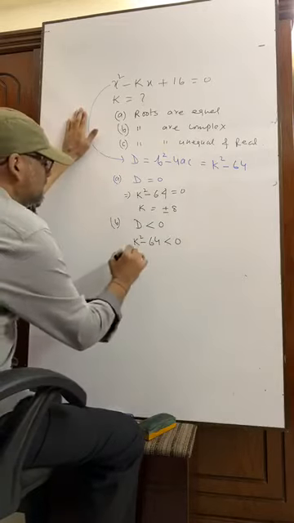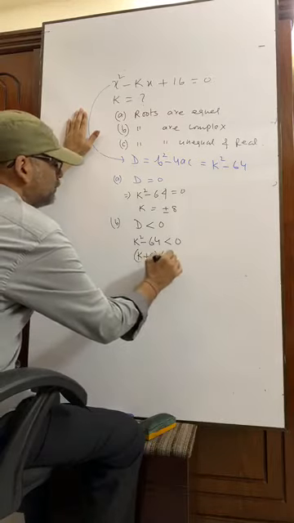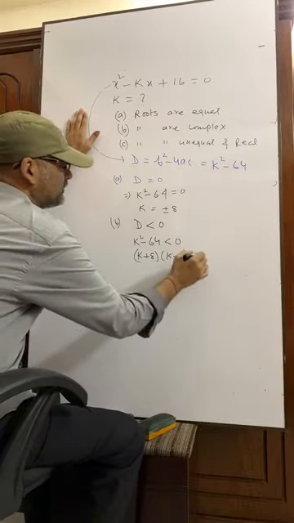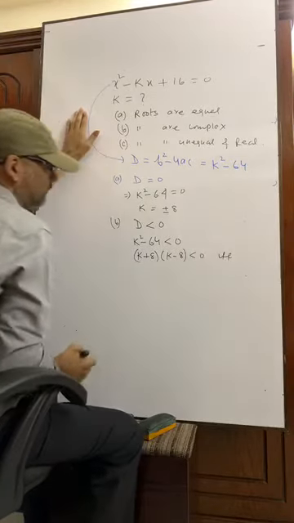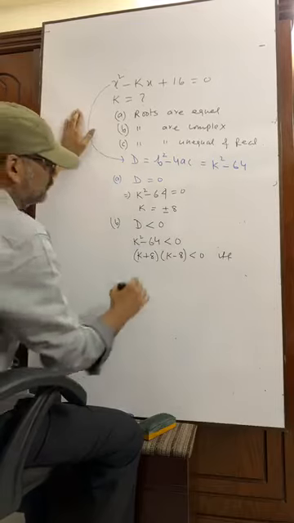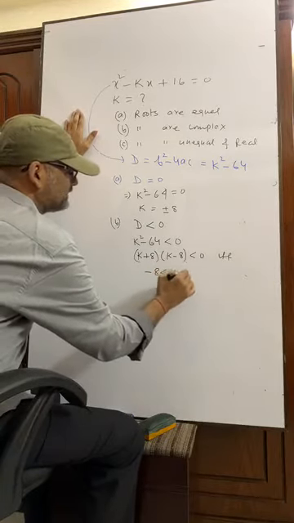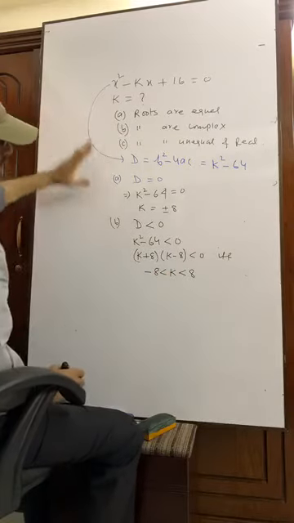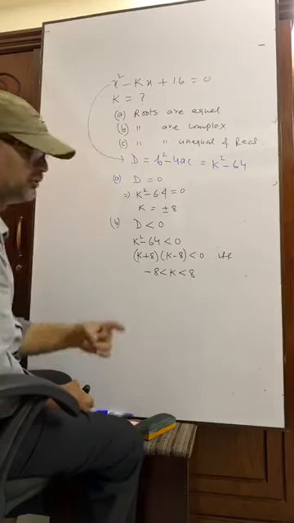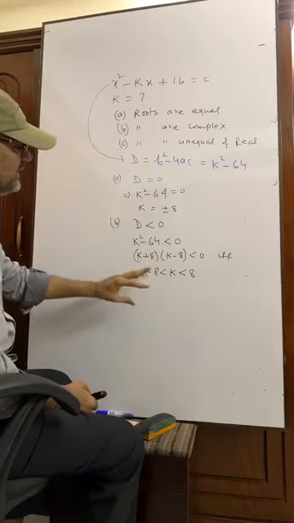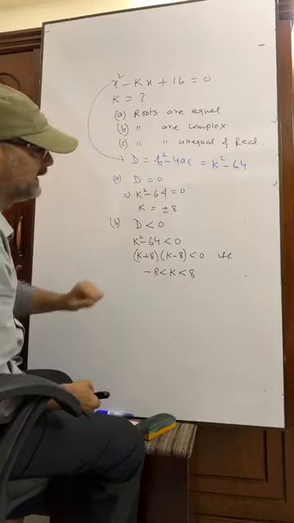It can be written as k plus 8 into k minus 8 less than 0. It is true if and only if it is less than, so minus 8 less than k less than 8. This is the answer. When it is less than, the answer is between two values. You remember it, minus 8 to 8.